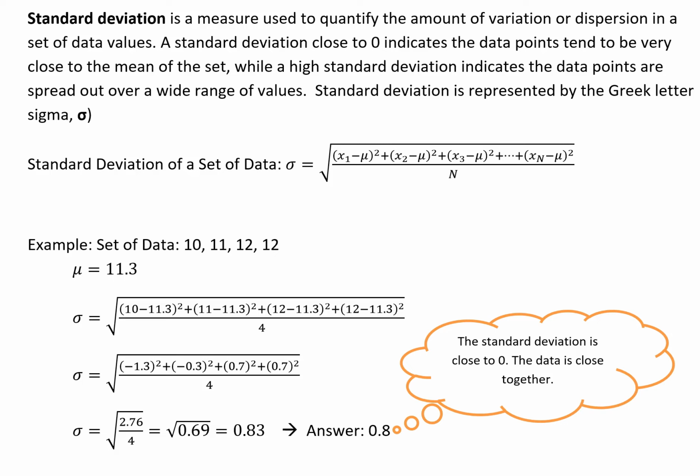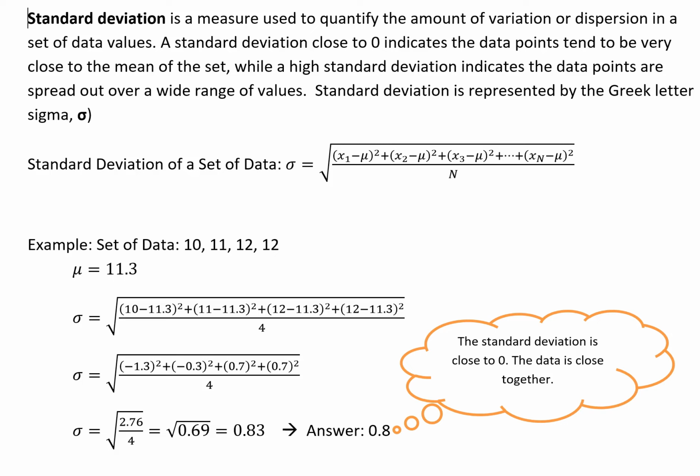Standard deviation is a measure used to quantify the amount of variation or dispersion in a set of data values. A standard deviation close to 0 indicates the data points tend to be very close to the mean of the set, while a high standard deviation indicates the data points are spread out over a wide range of values. There are unique situations where a standard deviation of 0 actually doesn't show the spread of data being really wide and varied.